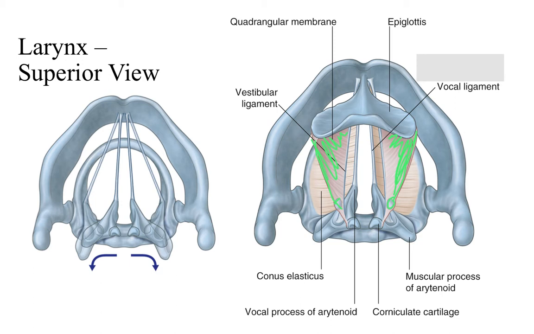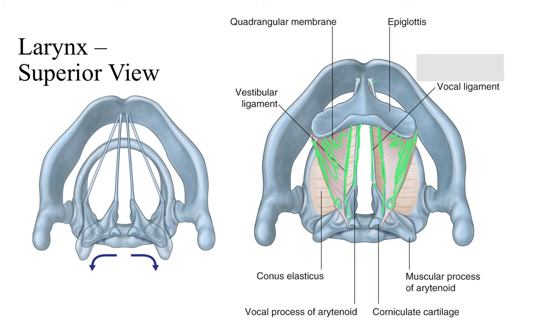Attached to the corniculate cartilages would be this vestibular ligament right here on either side, and those two ligaments together are going to form what we call the false vocal cords. And then here at the anterior end of the arytenoid cartilage, going to the posterior border of the thyroid cartilage, are going to be our vocal ligaments, and those are going to be our true vocal cords.